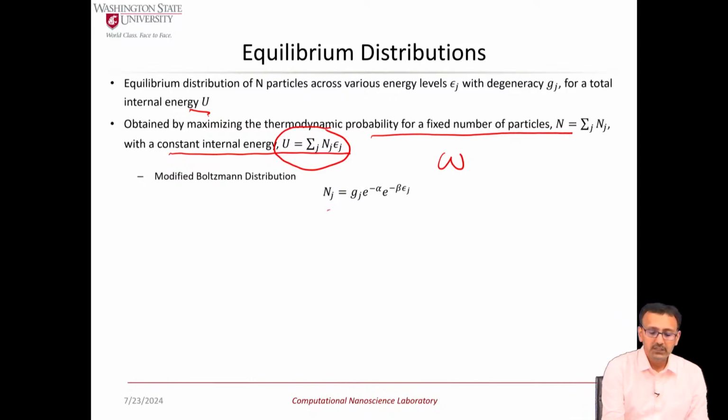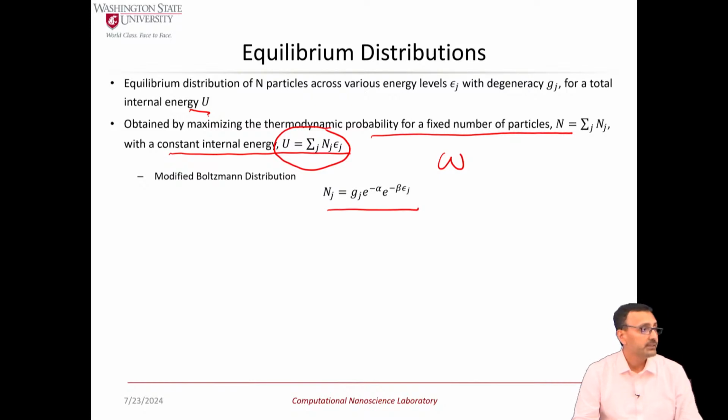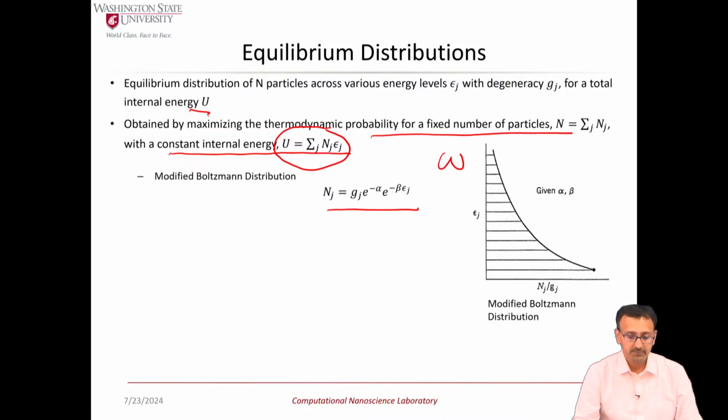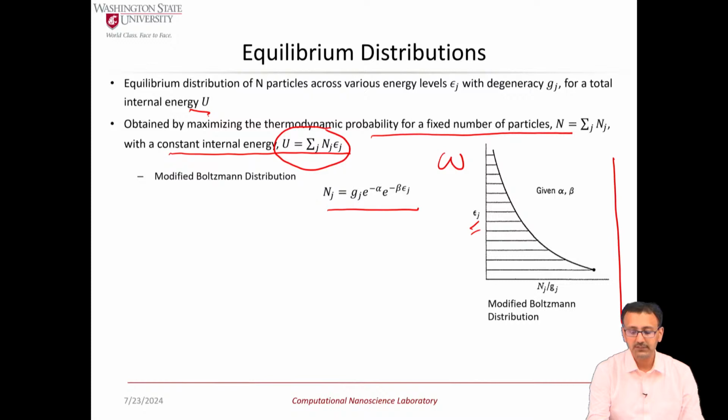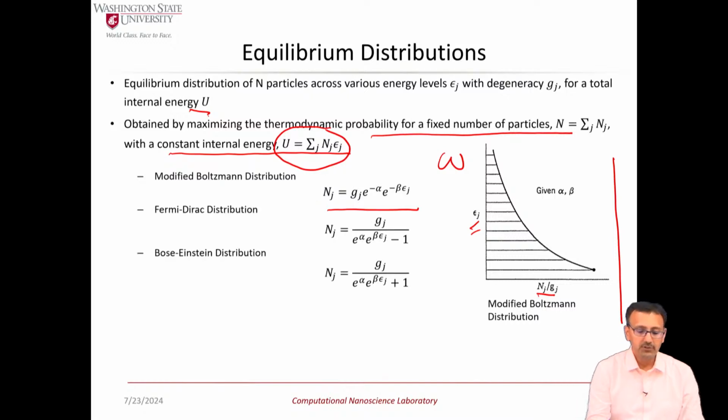So, you either get this modified Boltzmann distribution if you are dealing with that, and this is a very popular distribution to get into the details of properties of ideal gases, like I said. So, if you just plot this distribution, energy level as a function of the number of particles over the degeneracy, you get this exponentially decaying function. Okay. For Fermi-Dirac statistics, you get a slightly different distribution, and for Bose-Einstein statistics, you get a different distribution.